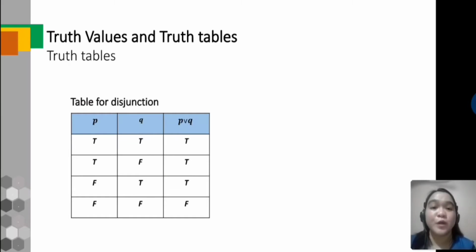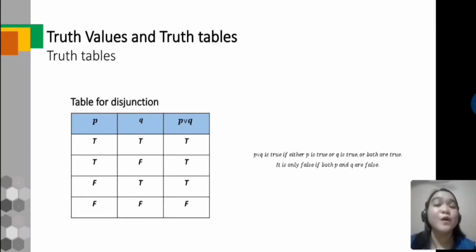If P is true and Q is true, then our P or Q is true. If P is true and Q is false, then our P or Q is true. If P is false and Q is true, then our P or Q is true. But if P is false and Q is false, then our P or Q is false. Also, we can observe in the table that P or Q is true if P is true or Q is true, or both are true. It is only false if both P and Q are false.